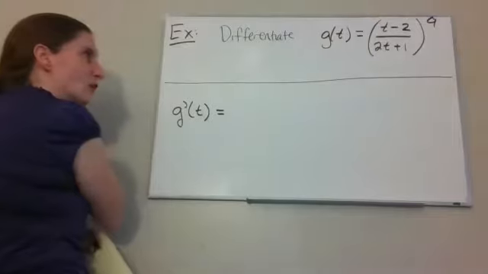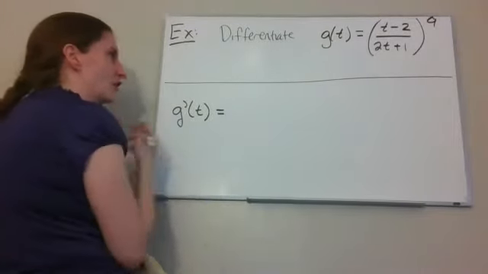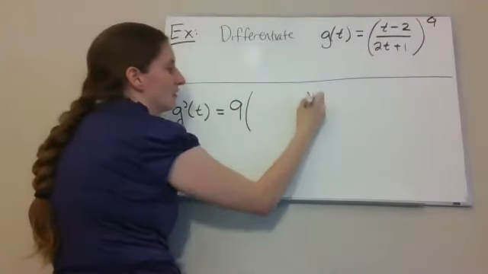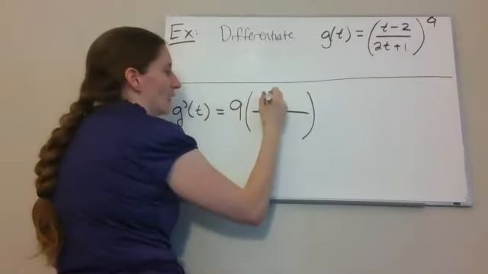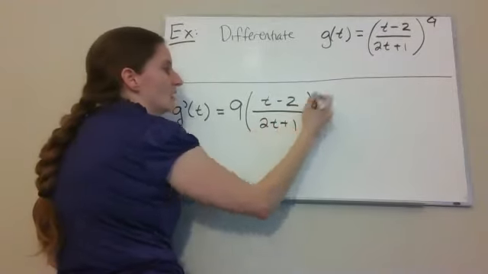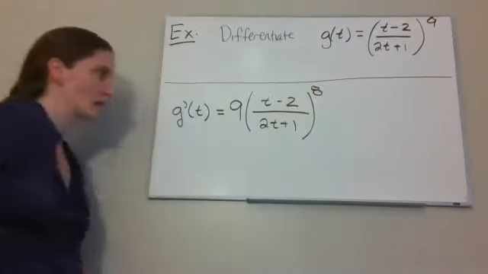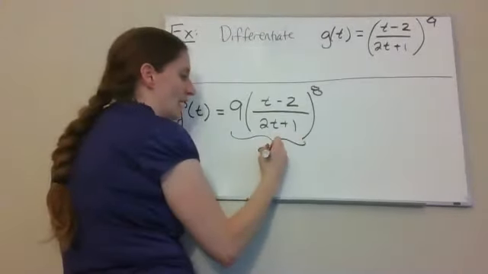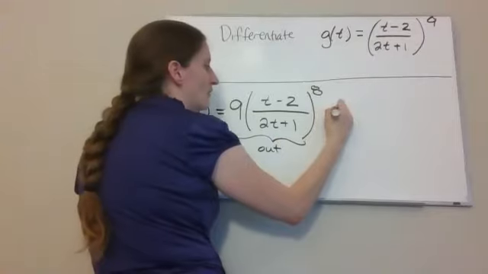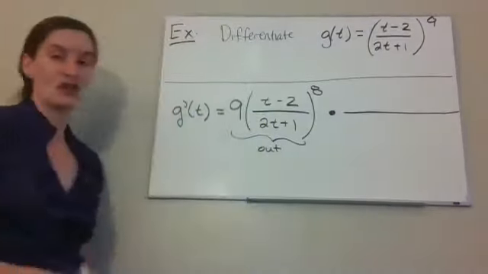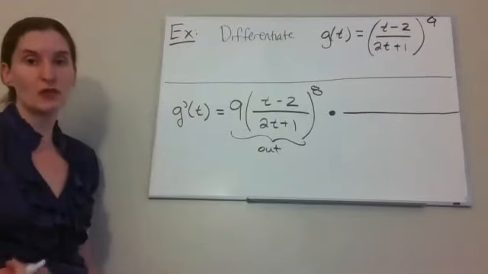All right, chain rule says that we need the derivative of the outside function. That is 9 times the same stuff in the parentheses to 1 power smaller, so an 8th power. Now this whole thing is the derivative of the outside. I need to multiply this by the derivative of the inside function, which is going to be a quotient rule problem.